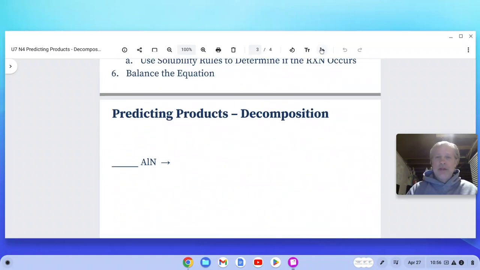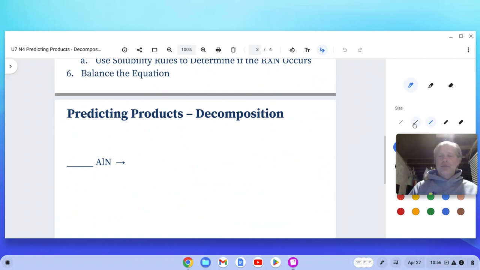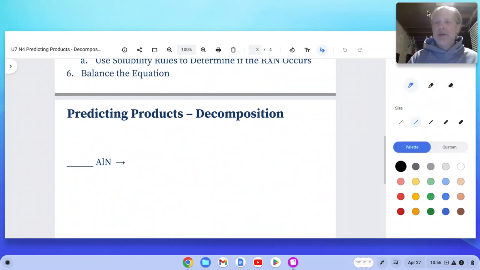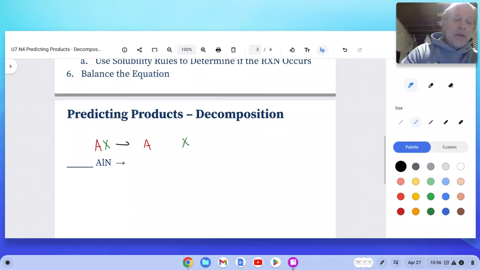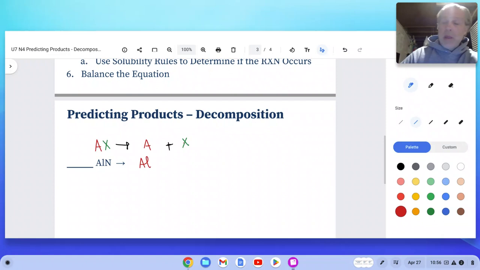So this is a decomposition reaction. And as a result of this being a decomposition reaction, I know that the reaction template is going to be AX, or compound AX reacts to produce A and X. So in this case, what we're really doing is we're just separating the elements that are present. So I'm going to simply take the elements and match them up on the product side of the template, and I'm going to write aluminum and I'm going to write nitrogen.